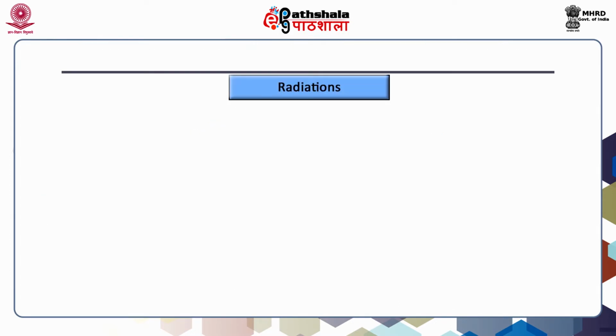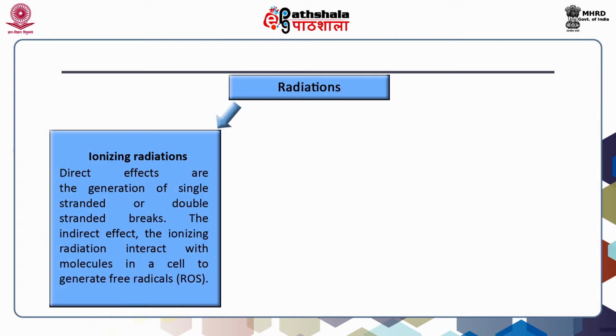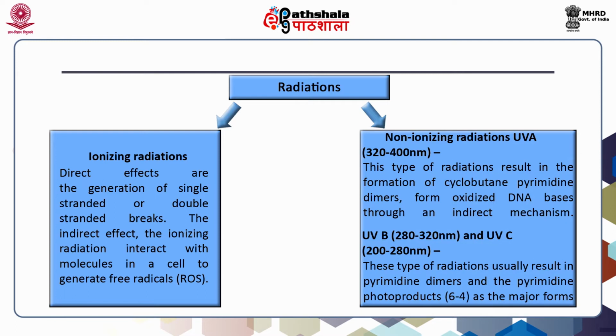Radiations are another major cause of mutation. These can be categorized into two types: the ionizing radiations and the non-ionizing radiations. Ionizing radiations have a direct effect on the generation of single-stranded or double-stranded breaks. They can also cause indirect effects by creating free radicals or reactive oxygen.